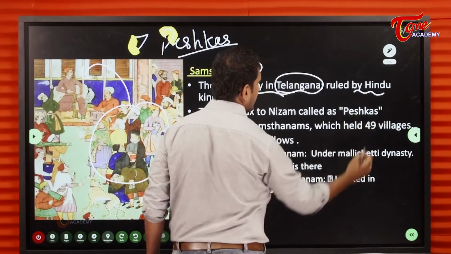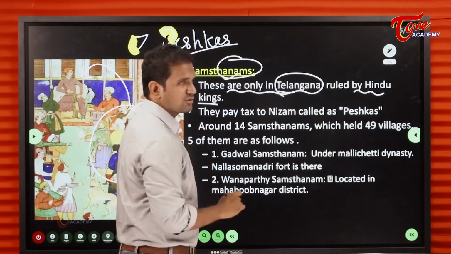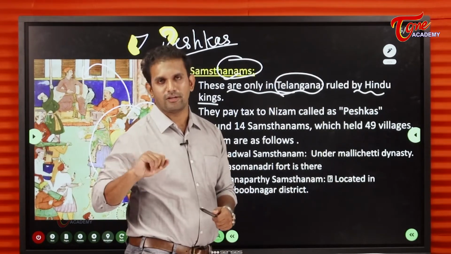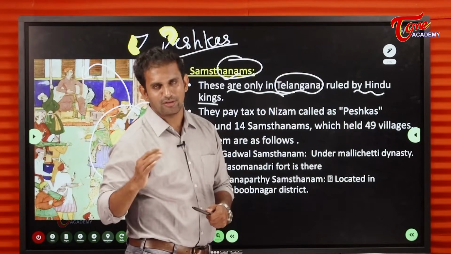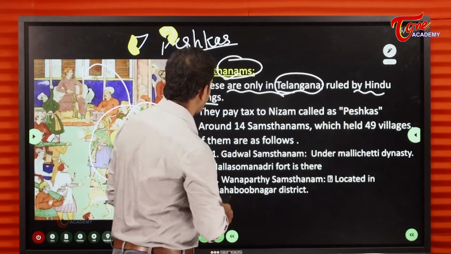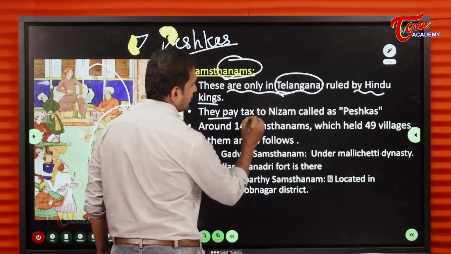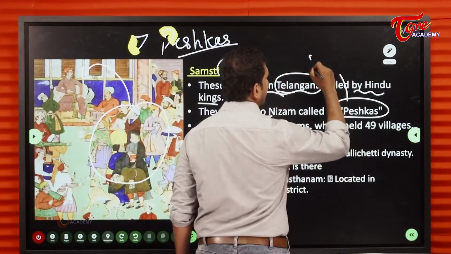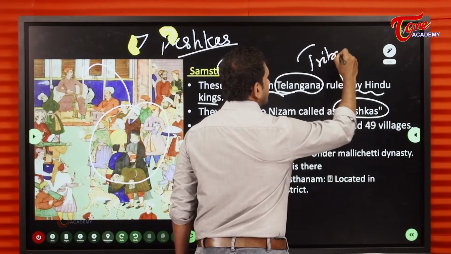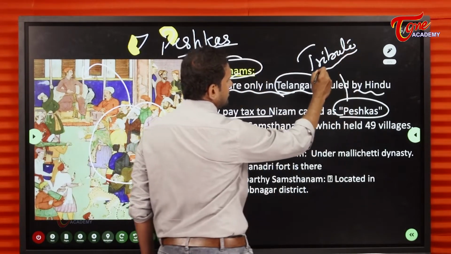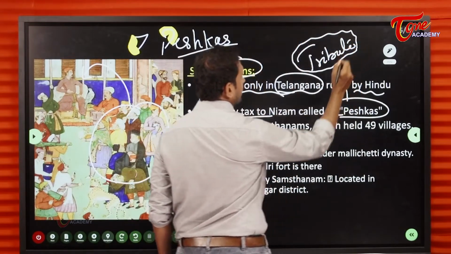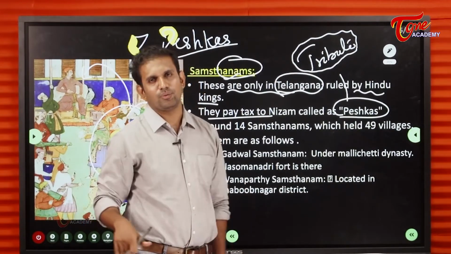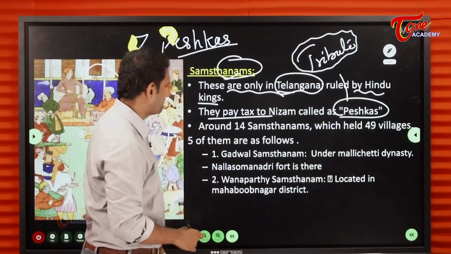Samsthanas are ruled by Hindu kings, small Hindu kings. Within Hyderabad state there were small Hindu kings who were holding an area. They are making laws on it and collecting the revenue, but they have to pay a tax to the Nizam. That tax is called Peshkash, nothing but a kind of tribute. Sir, you are only supreme, we are just working under you. That is called tribute or Peshkash.